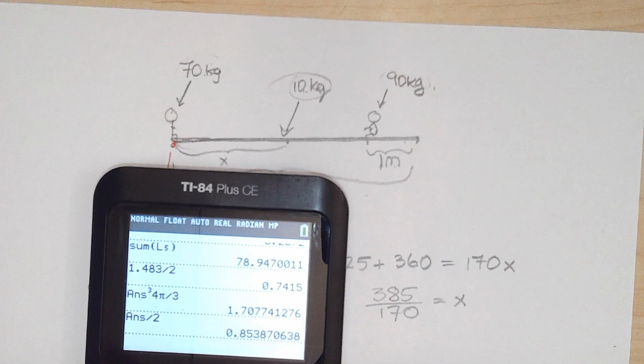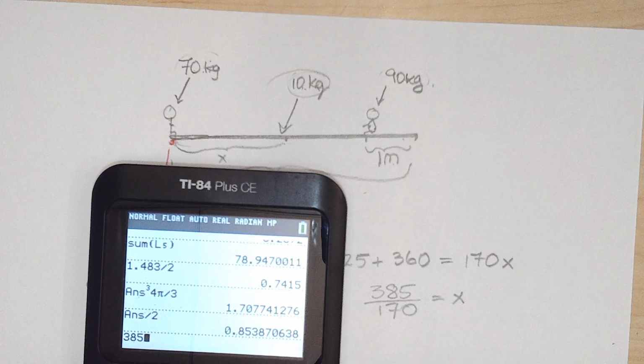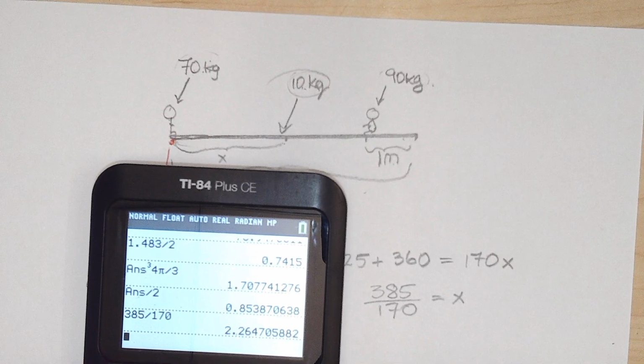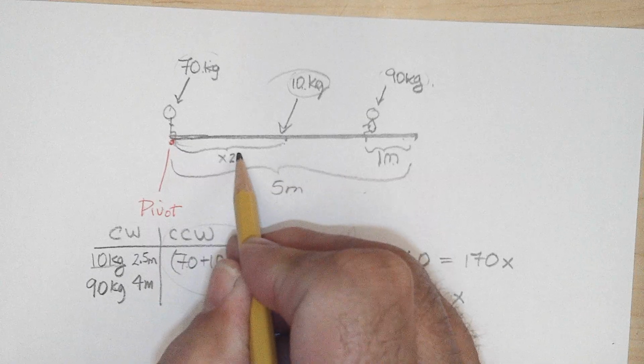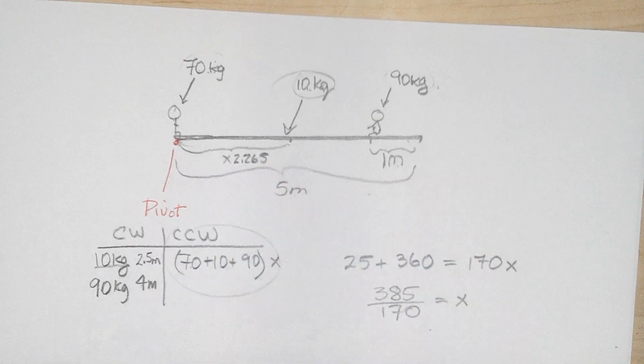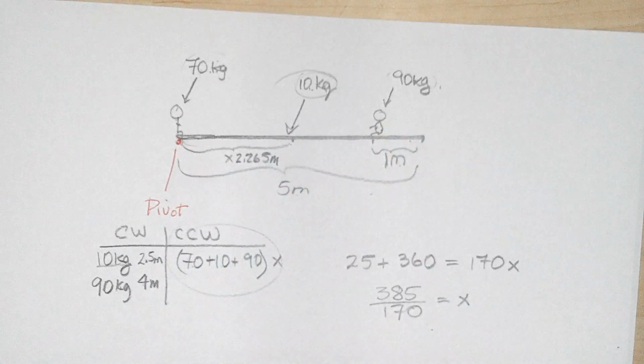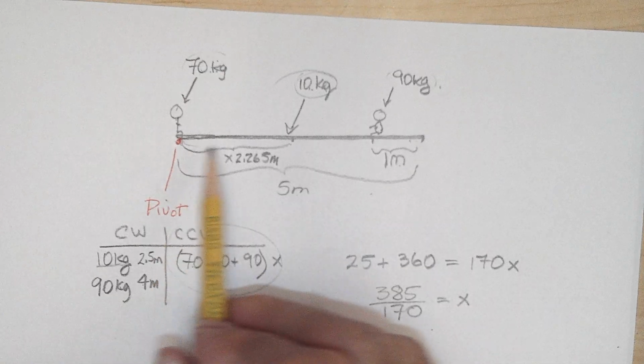So I've got 385 divided by 170, and I get 2.265, 2.265 meters. Not quite halfway.